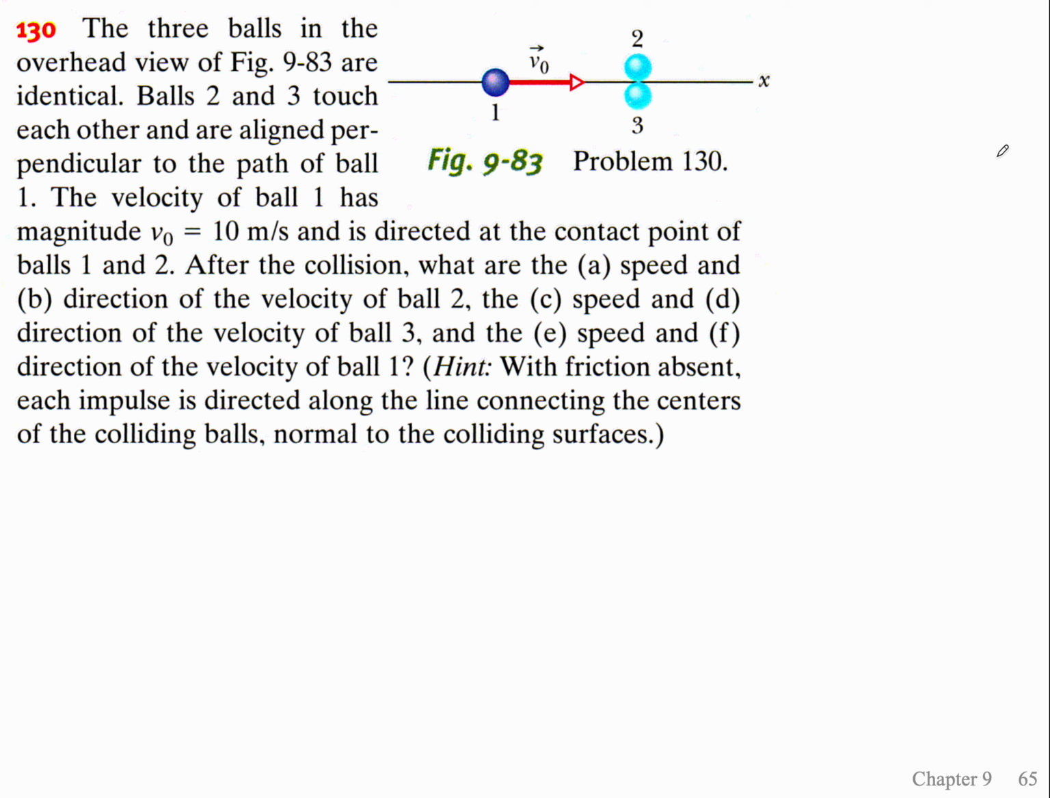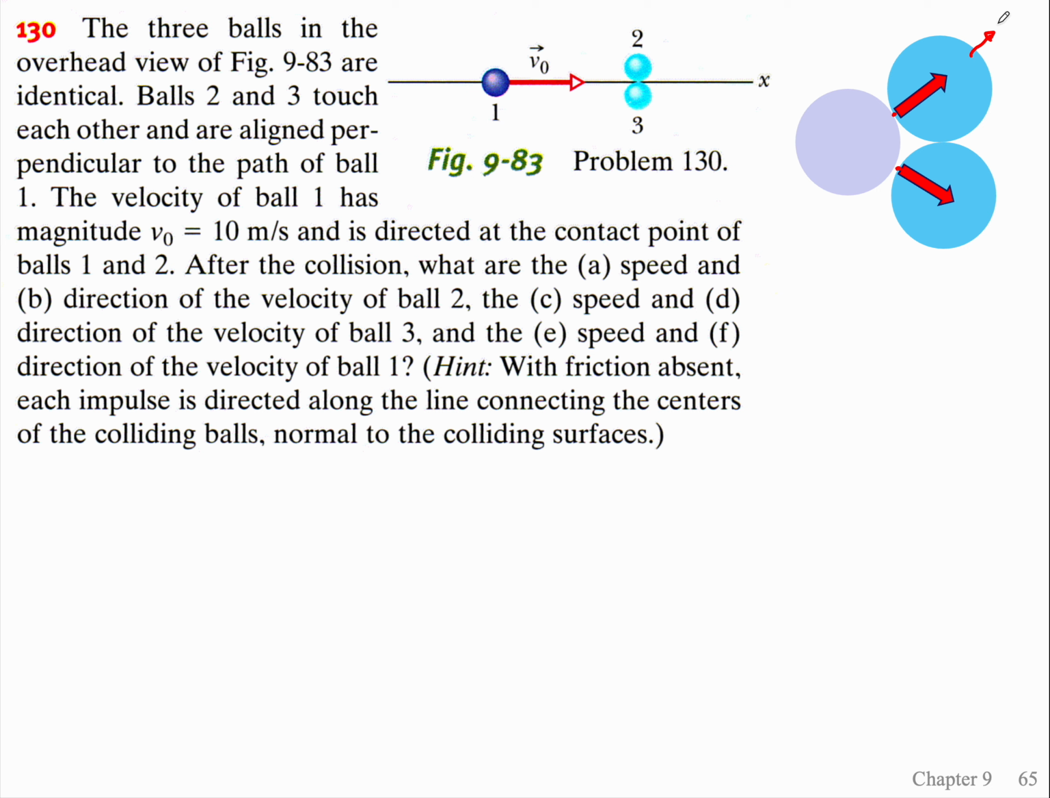Hint: with friction absent, each impulse is directed along a line connecting the centers, normal to the colliding surfaces. So if we take a look at this, since this is the point of contact here, the force is going to be directed right along there, which means this final velocity should be along that line.